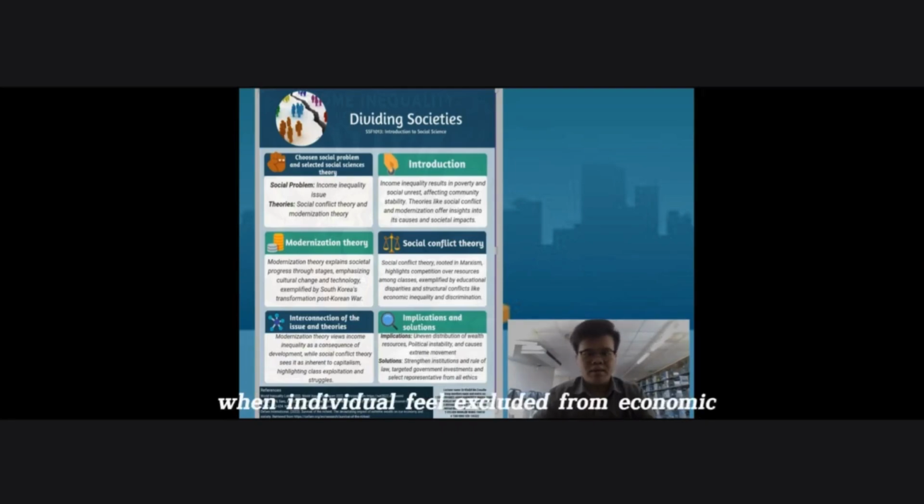For instance, when individuals feel excluded from economic opportunities, it can result in protests, crime, and a general decline in social trust. This issue highlights the importance of understanding the roots of income inequality and its broader impact. In our presentations, we will explore how social conflict theories and modernization theories offer insight into why income inequality occurs and how it affects our societies. By examining these theories, we can better understand the complex dynamics behind these pressing issues.